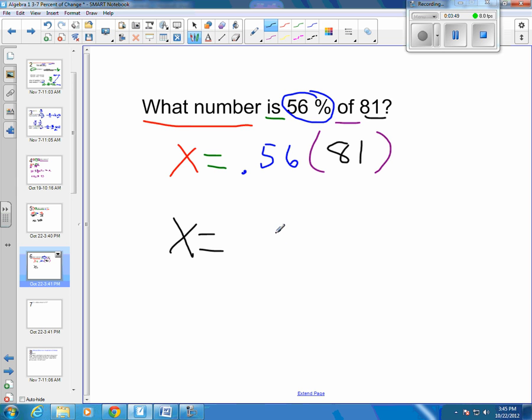So 0.56 times 81 is 45.36. And that's what the number is when you get into a calculator. So we have to our hundredths place here, we have to our hundredths place down here. We are done. That's our final answer. So let's do one more of these.